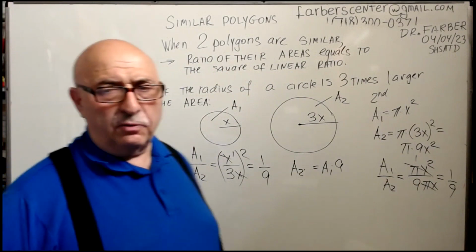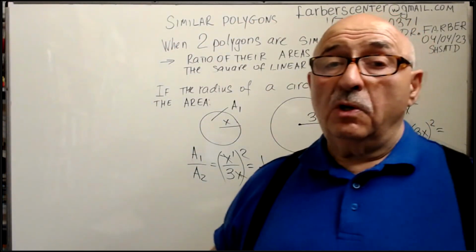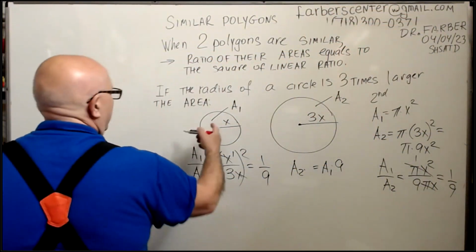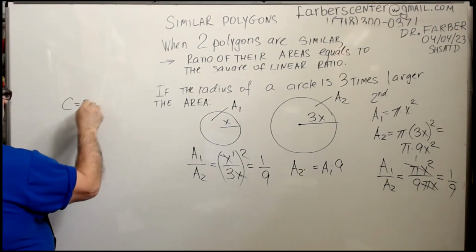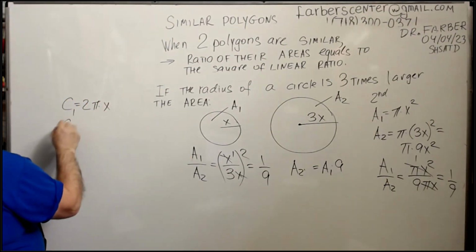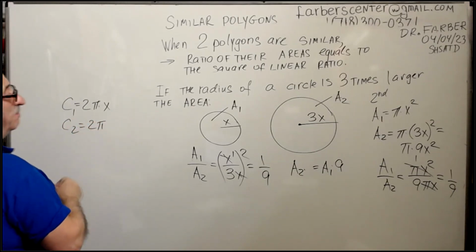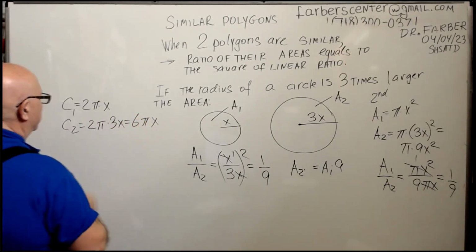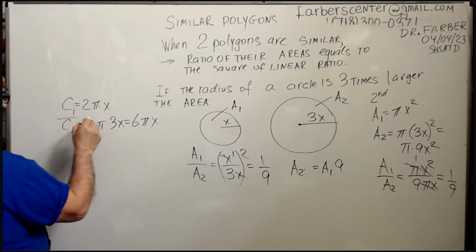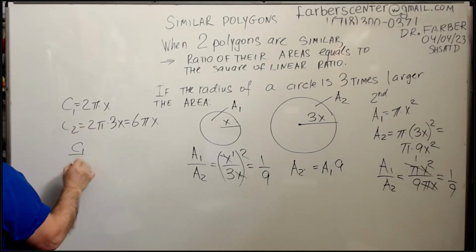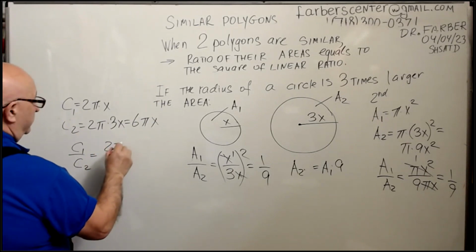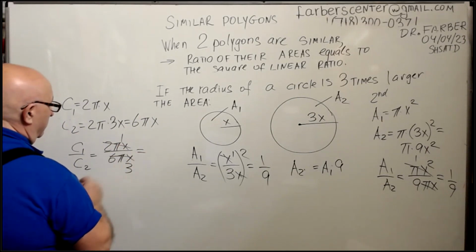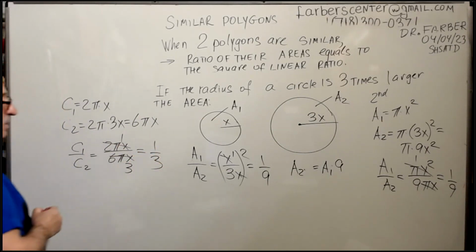What about circumference? How does the circumference change? If they ask you how your circumference changes, look at this. I use this space. C1 equals 2 pi x. C2 equals 2 pi times 3x, 6 pi x. So C1 over C2 right here: 2 pi x divided by 6 pi x, 1 over 3. So 1 over 3. And this is straightforward.